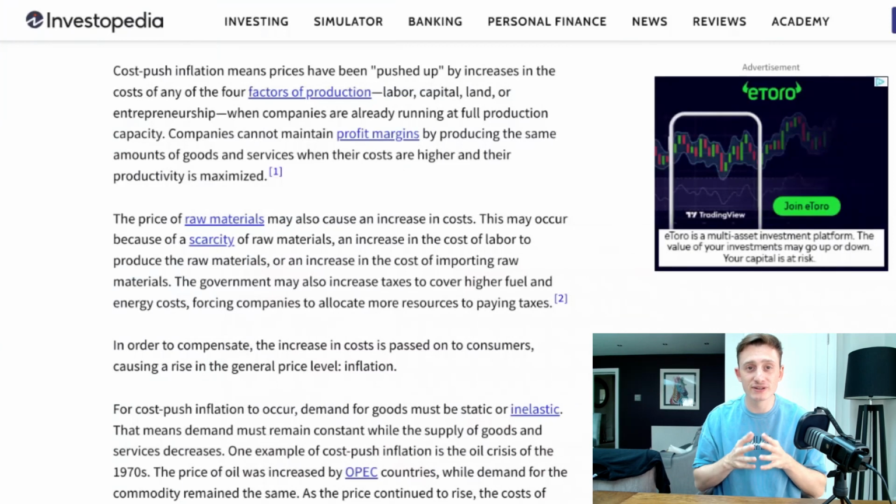So what's cost push inflation? Well, on the producer side, this is where the cost of the products and services is getting more expensive due to factors out of their control. And what this means is, because those costs are higher, to maintain the same level of profit margin, they need to raise their prices, which in turn increases the prices of goods and services, resulting in inflation.